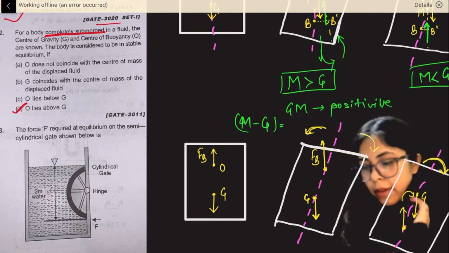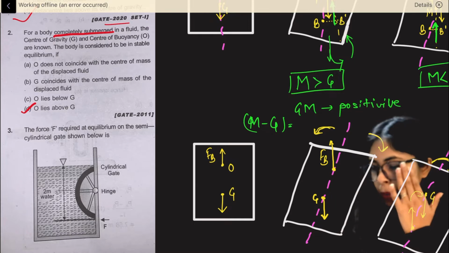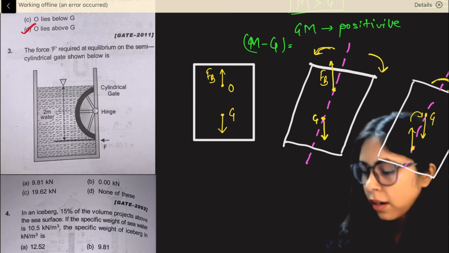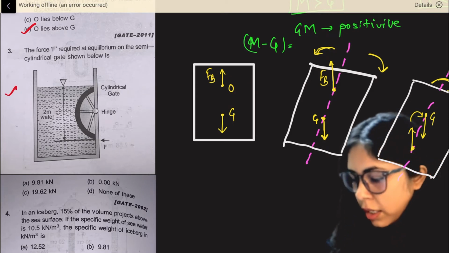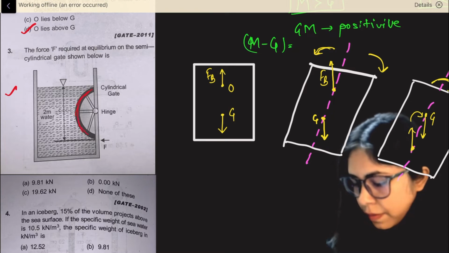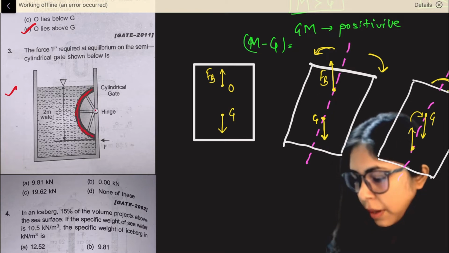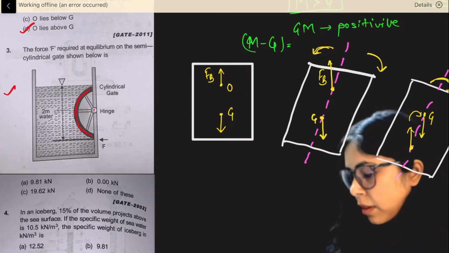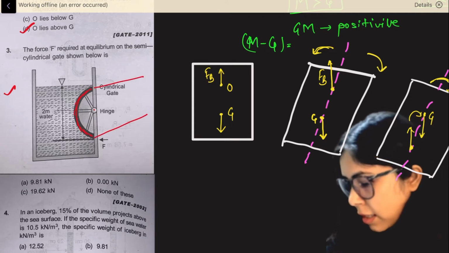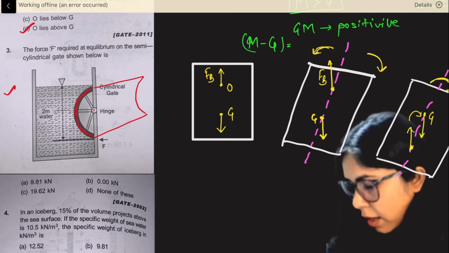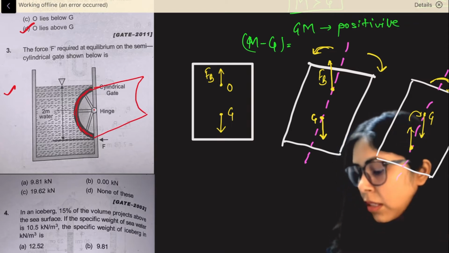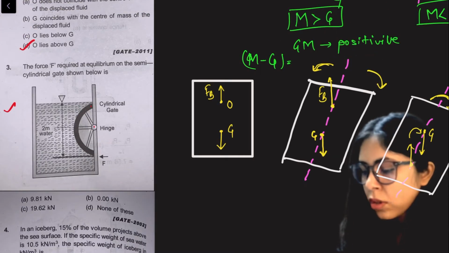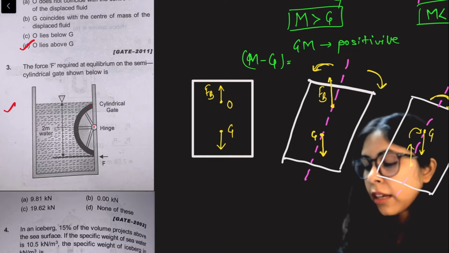Now we have question number 3. The force F required at equilibrium on the semi-cylindrical gate shown below is, see, we have this particular diagram. 2 meters of water is covered by this gate. It is connected by a hinge. It is a semi-cylindrical gate. That means if we see the 3D view, it can be somewhat like this. It is going like this. So this is the gate which is supporting the water. It is not allowing the water to come out. Now I want the force F required at equilibrium on the semi-cylindrical gate shown below.